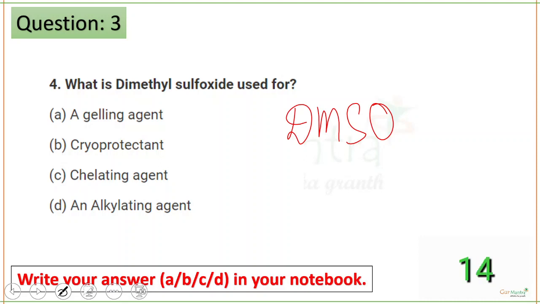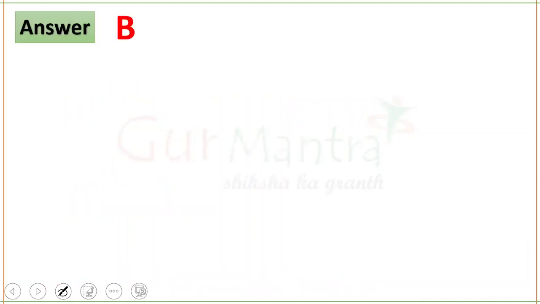As said earlier, whenever you are answering your question, read all the options carefully, clearly, and correlate it with the question. The most important thing is make sure your answer is appropriate for that particular question. Okay, so dimethyl sulfoxide is used for cryoprotection. It is used in the cryopreservation technique. So B is your correct answer. So let's move on to the next question.